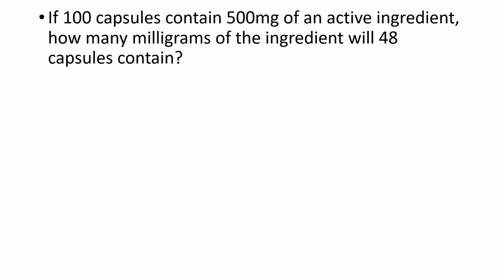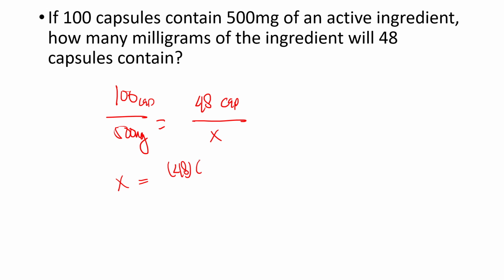If 100 capsules contain 500 milligrams of an active ingredient, how many milligrams of the ingredient will 48 capsules contain? So if 100 is to 500 milligrams, how much will 48 capsules contain? So the x is on the bottom. Let's rearrange. X equals 48 times 500 over 100. So we'll have an x of 240 milligrams. Okay, so as the questions progress, you will only repeat the same process over and over again. The main important thing is to properly align the units on top and on the bottom. Otherwise, you will end up with a wrong solution.